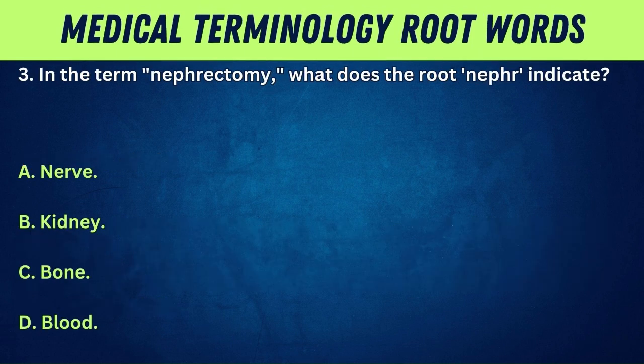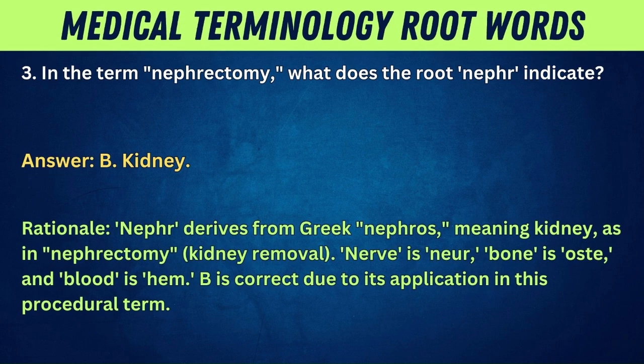3. In the term nephrectomy, what does the root nephr indicate? A. Nerve. B. Kidney. C. Bone. D. Blood. Answer: B. Kidney. Rationale: nephr derives from Greek nephros, meaning kidney, as in nephrectomy, kidney removal. Nerve is nor, bone is ost, and blood is hem. B is correct due to its application in this procedural term.